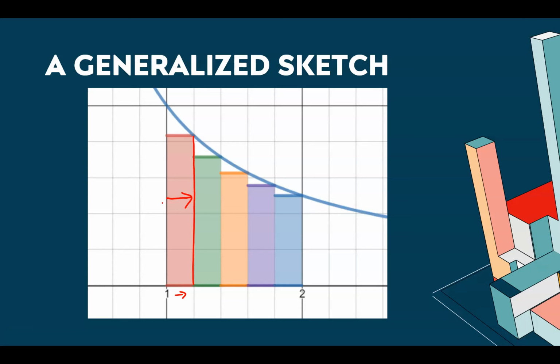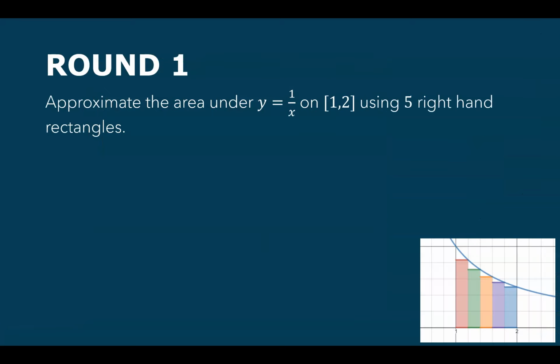Maybe the width is 1/5, or maybe the width is 1/10, or maybe the width is 1/100th. It doesn't really matter how many widths there are. And the second x coordinate, where we're going to find the height for the second right-hand rectangle, is going to be 2 widths away from the left-hand endpoint. And again, that doesn't matter if we're doing 5 rectangles like this, or 10, or 100, or 1,000.